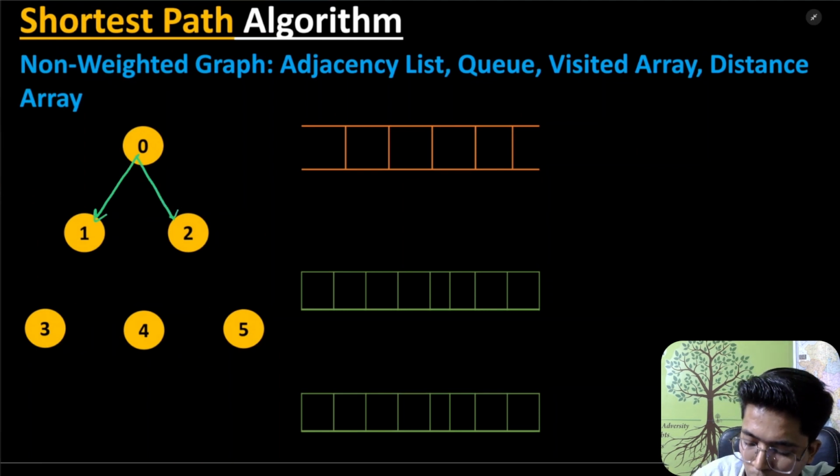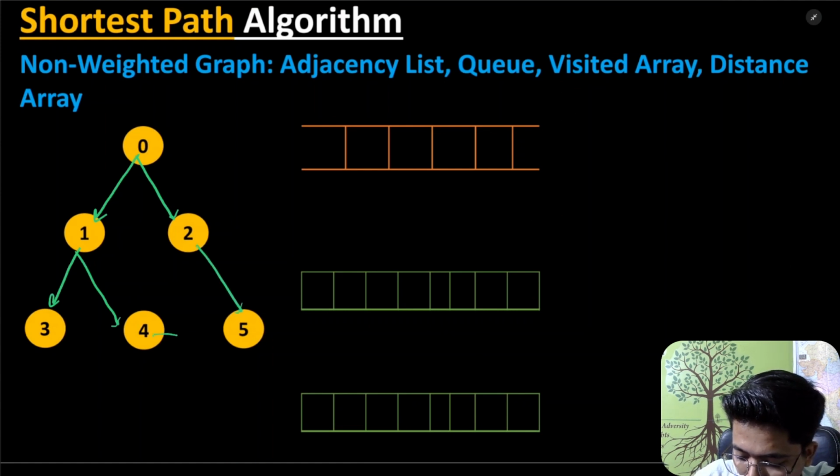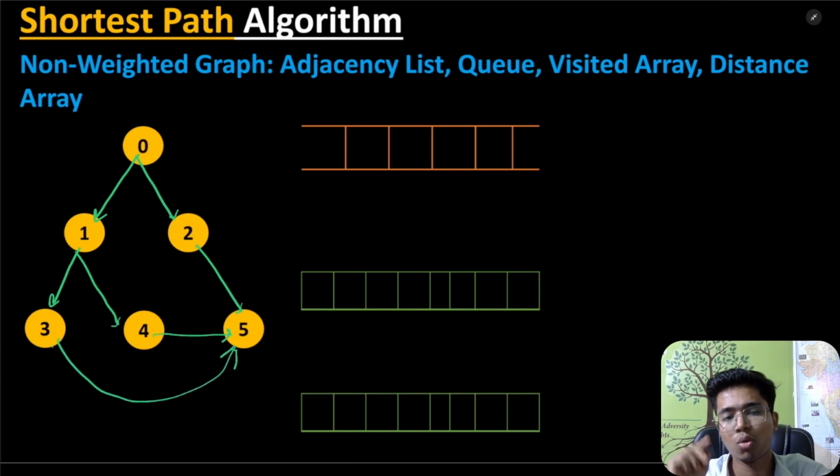1 is connected with 3 and 4. 2 is connected with 5. And let's say 4 is also connected with 5. 3 is also connected with 5. Let's make it look beautiful. So we make that type of random graph.